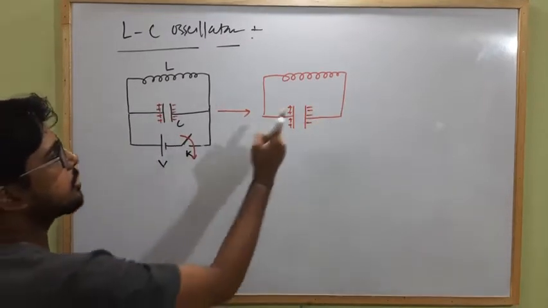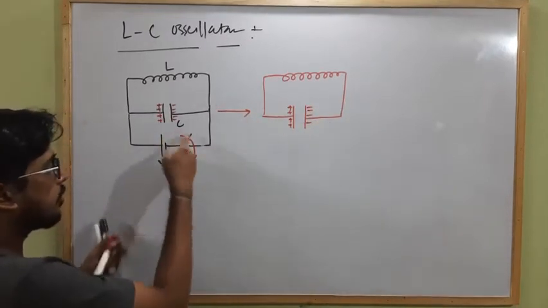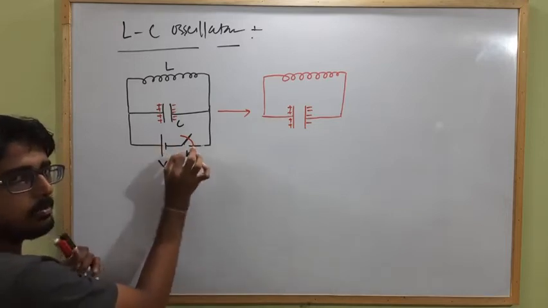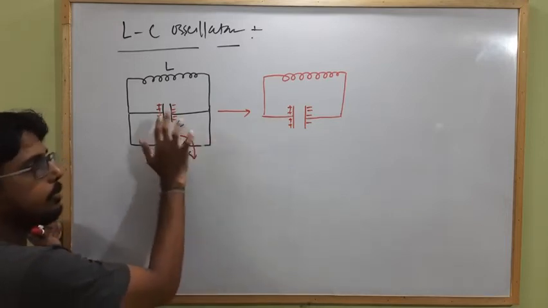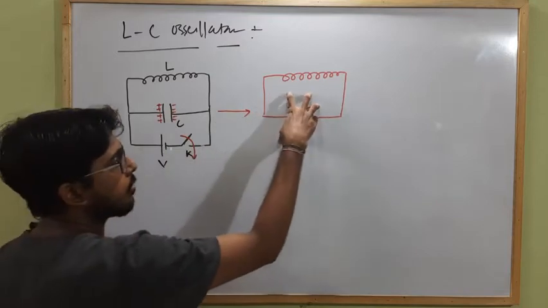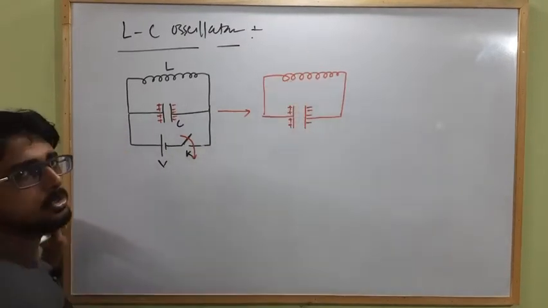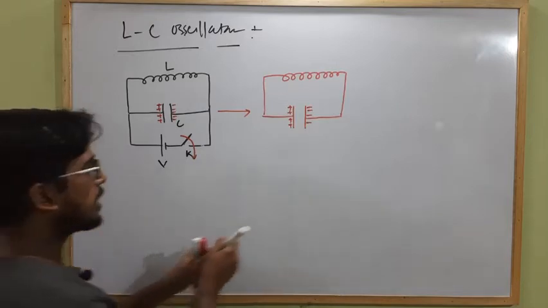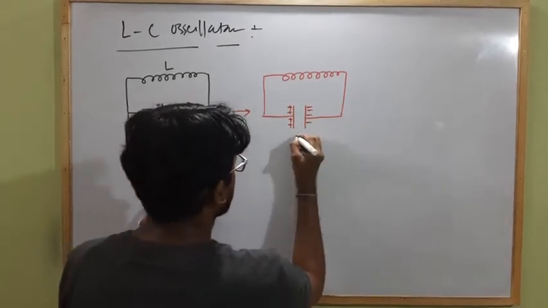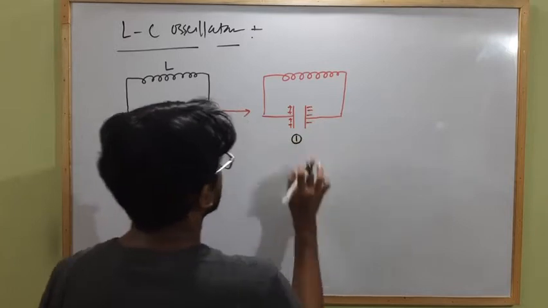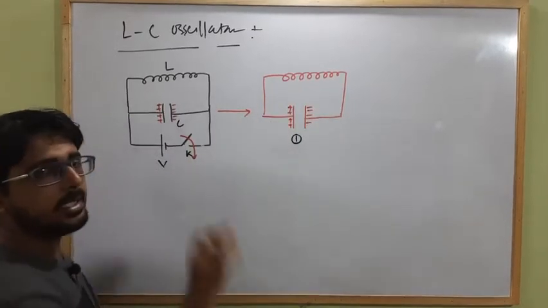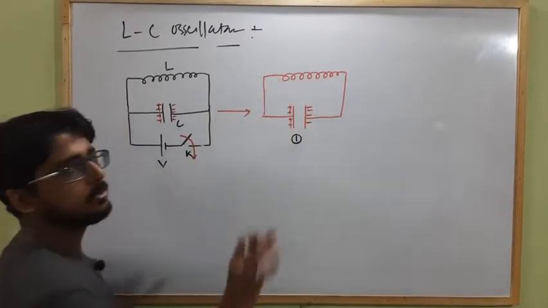Okay, so this is the initial condition. After I close the key for a very small time interval, then I open the key, so that the capacitor gets completely charged and there is no current flowing through the inductor due to its opposition to the change in current. So this is the initial condition, stage 1 of the circuit, when the capacitor is completely charged and there is no current flowing through the circuit.